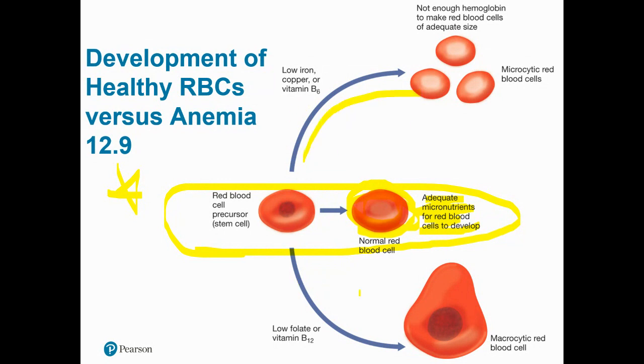Okay, and then in either direction, it's showing you that without adequate micronutrients, we're either going to wind up with macrocytic anemia, right? Macrocytic red blood cells, macro meaning large, cytic meaning cell, right? So large-celled red blood cells, or we'll end up with microcytic anemia. Micro, again, meaning small, cytic meaning cell, so small-celled red blood cells. So what can cause each of these two things? So folate and B12 go together.